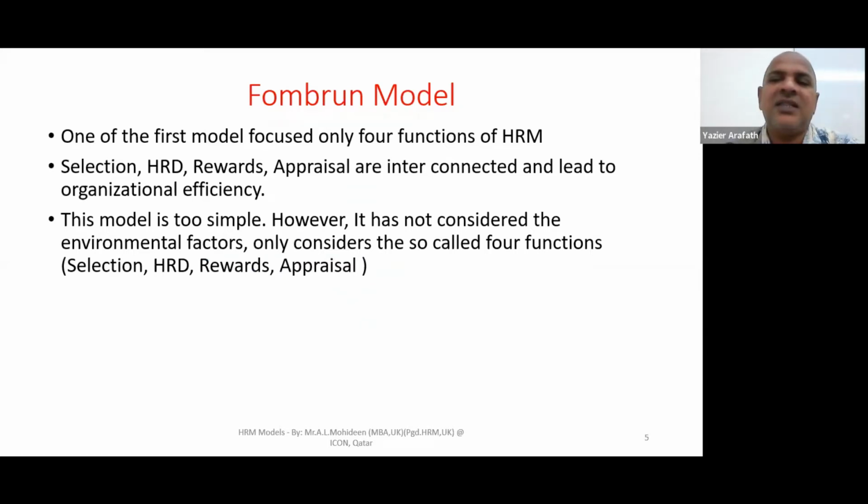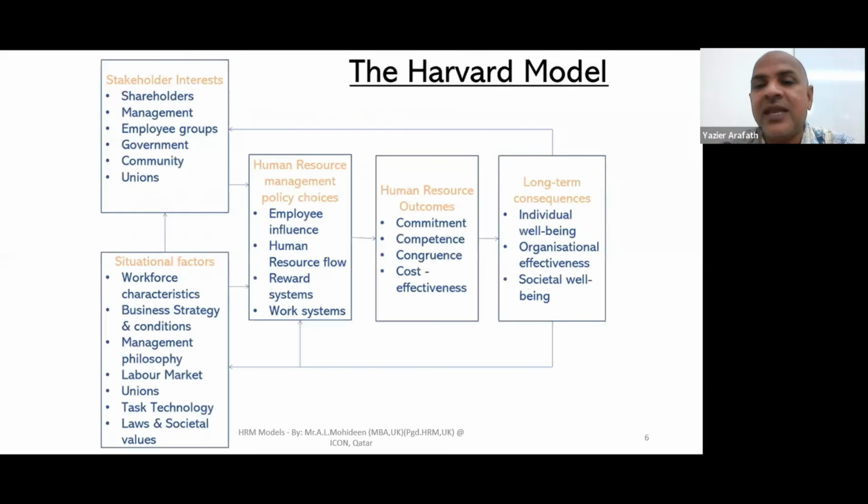So the second model suggested, no, this is not enough for bringing the organization to an effective position. If you want to bring an organization to an effective position, you can't only focus on the internal area. You have to focus on the external area. Now the Harvard model brings the idea that you have to talk about the situational factors externally. Do you understand? The Harvard model is introduced. And you should focus on certain things inside and certain things outside.